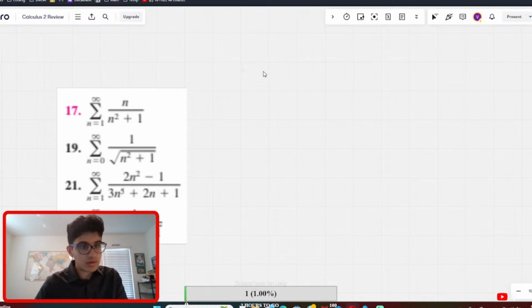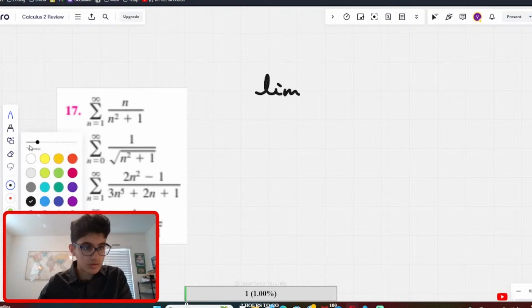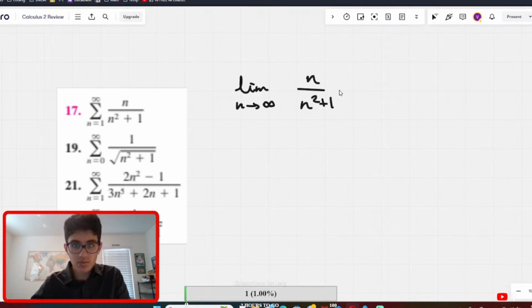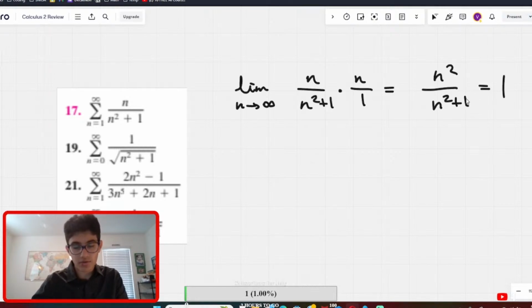What do we think about it? It seems like it's going to diverge. So we'll try to prove that. We'll do the limit as n goes to infinity of, we can do it with 1 over n, right? So it becomes n over n squared plus 1 times n over 1, because we divided by 1 over n. So here we get n squared over n squared plus 1 equals 1. Either they both diverge or converge. The function was 1 over n, that diverges, so this diverges as well.